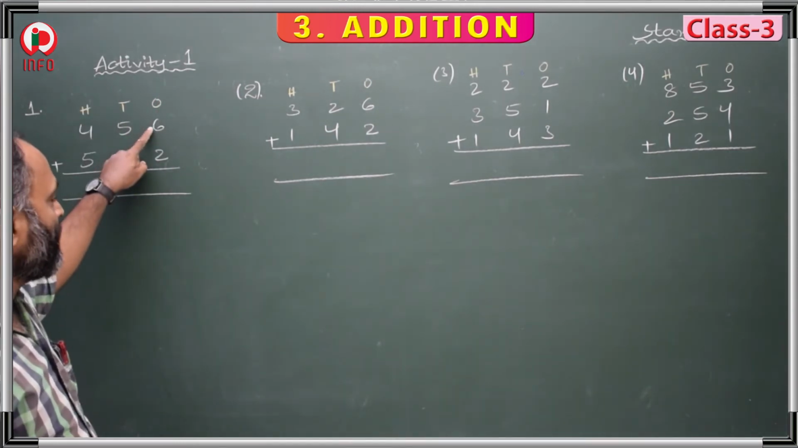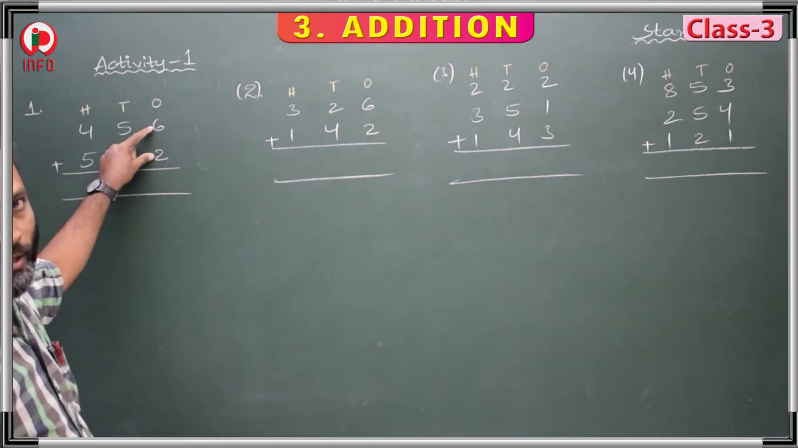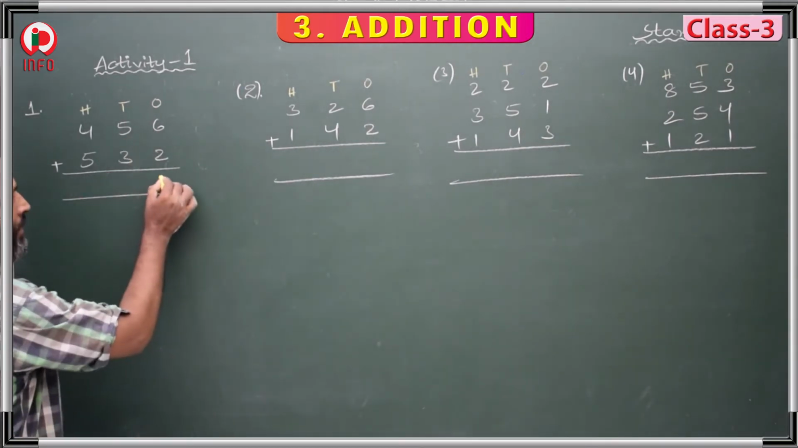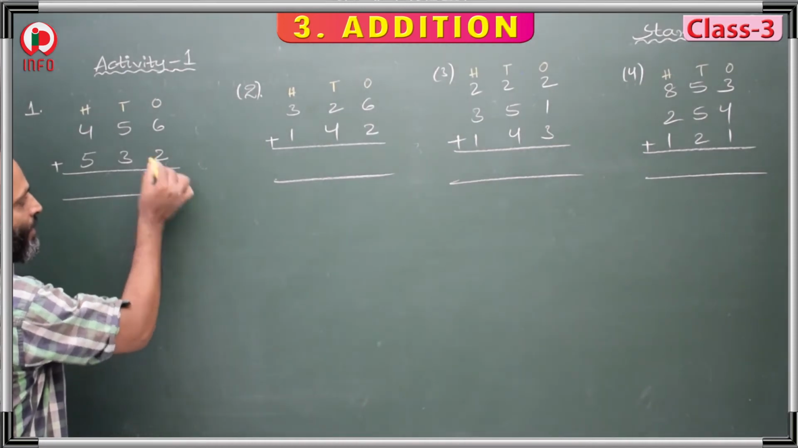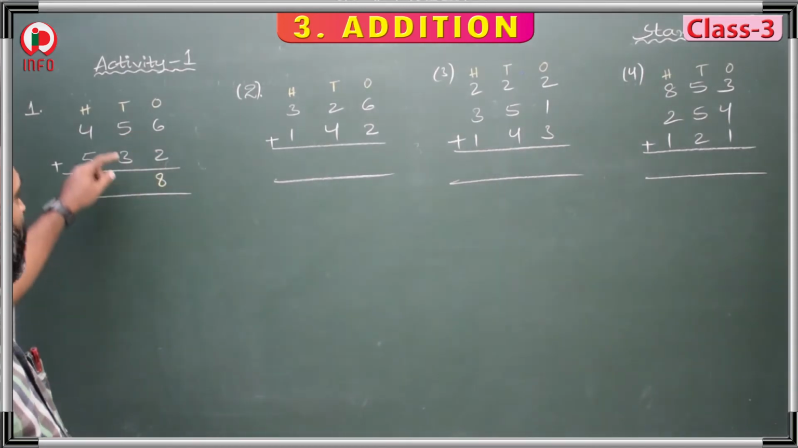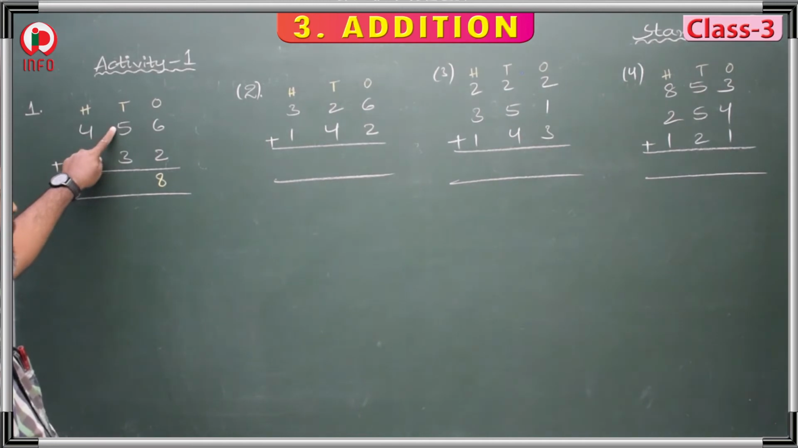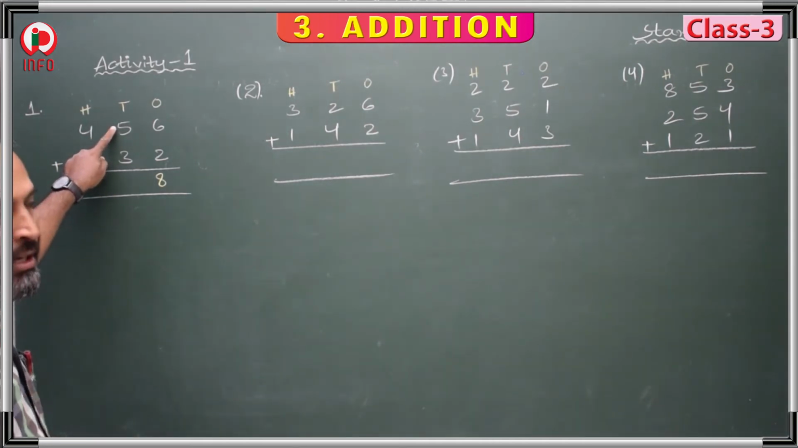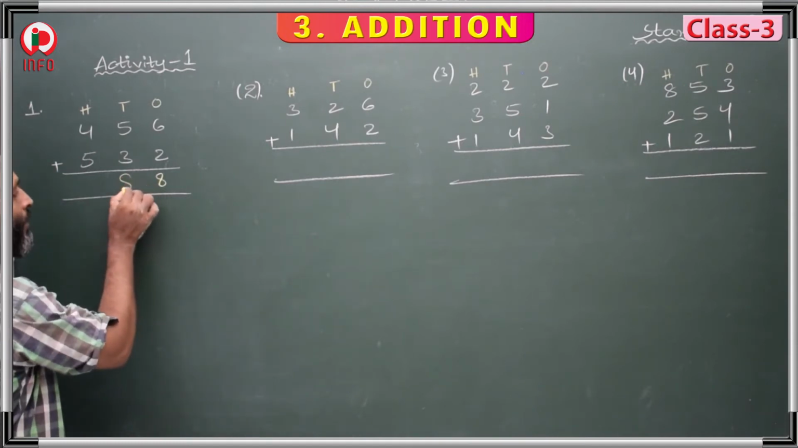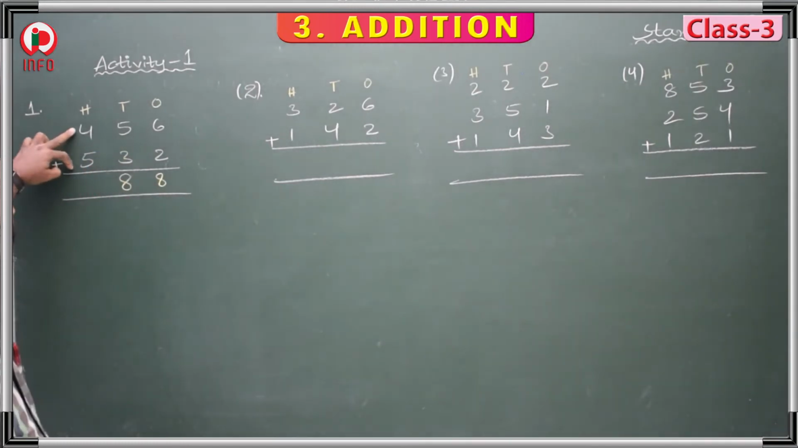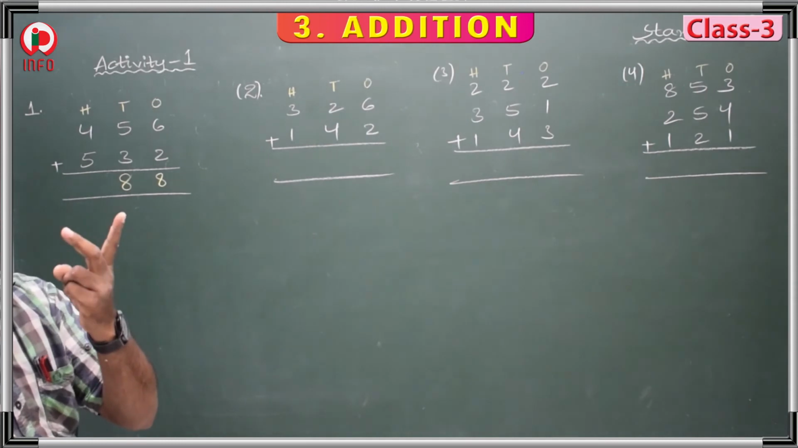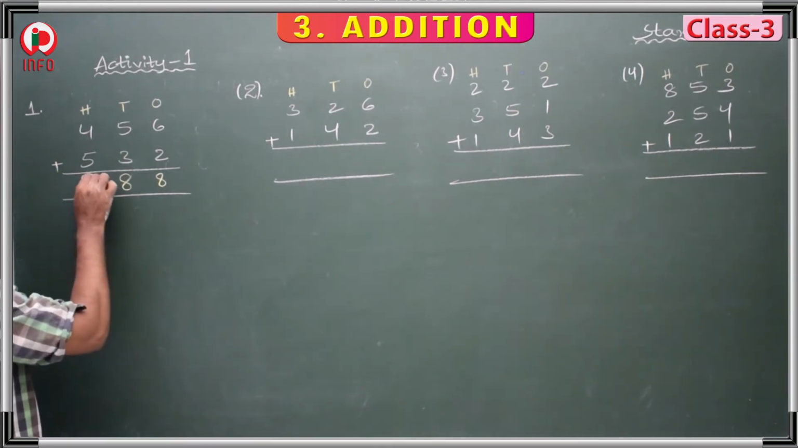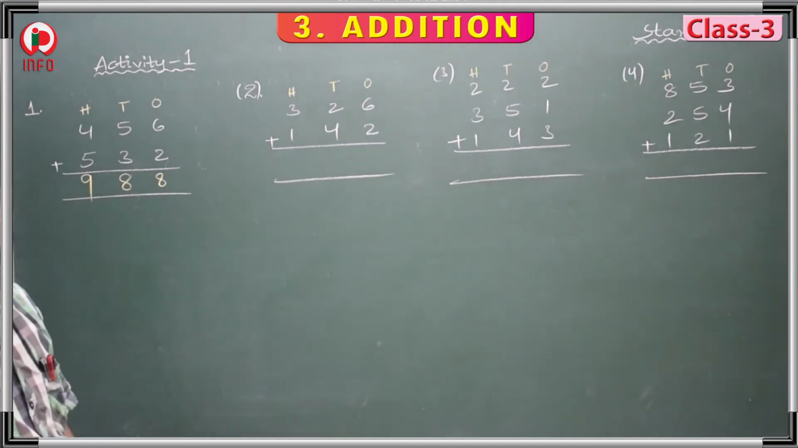In the ones place 6 is there, 6 plus 2 we have to add. 6, 7, 8. 8 is a single digit, no need to regroup it. 5 and 5, 6, 7, 8. 8 is a single digit number, no need to regroup it. Then 4 plus 5, 4, 5, 6, 7, 8, 9. 9 is also a single digit, no need to regroup it.